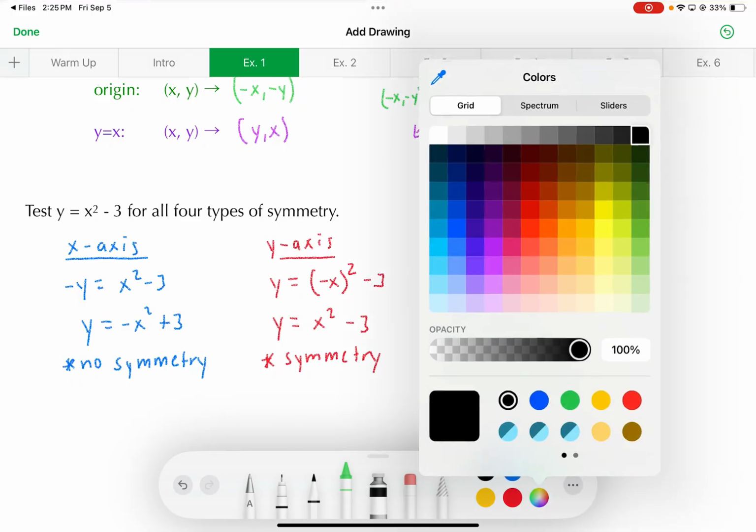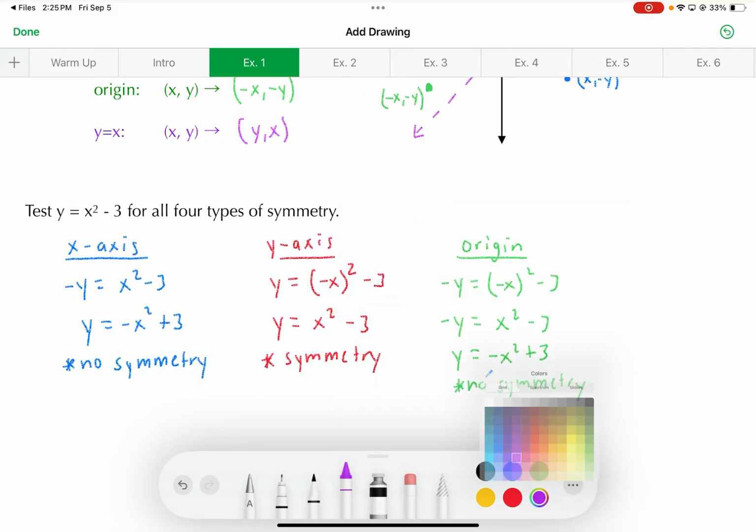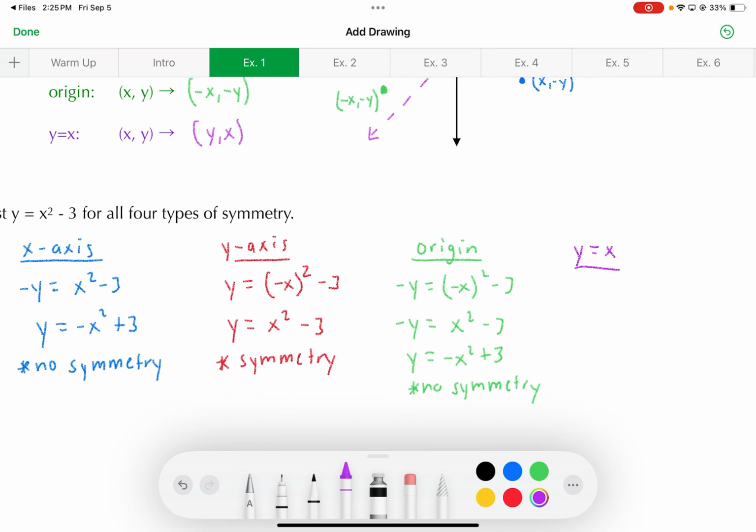All right, and lastly, y equals x. Okay, so here we switch the x and the y. We make it x equals y squared minus 3. That's x plus 3 equals y squared, or y equals plus or minus the square root of x plus 3. Clearly not the same as the original equation, so no symmetry here.